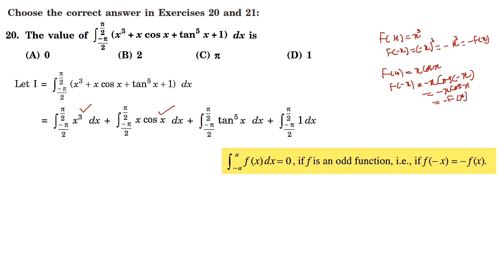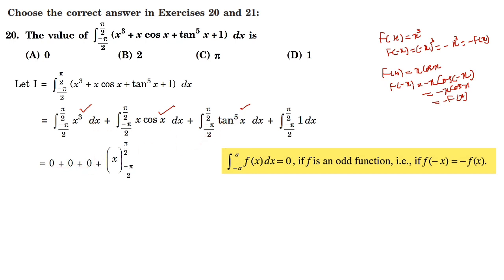Similarly, tan raised to 5x when we check, we will also get an odd function. The same way we can check. So here the first 3 are odd functions. First 3 are odd functions means the integral of f of x dx is equal to 0, so it will come as 0 plus 0 plus 0. You can check it like this: tan power 5 of minus x. Tan of minus x we can write as minus tan x. Since the power is 5, the output also will be negative, so minus f of x will come.